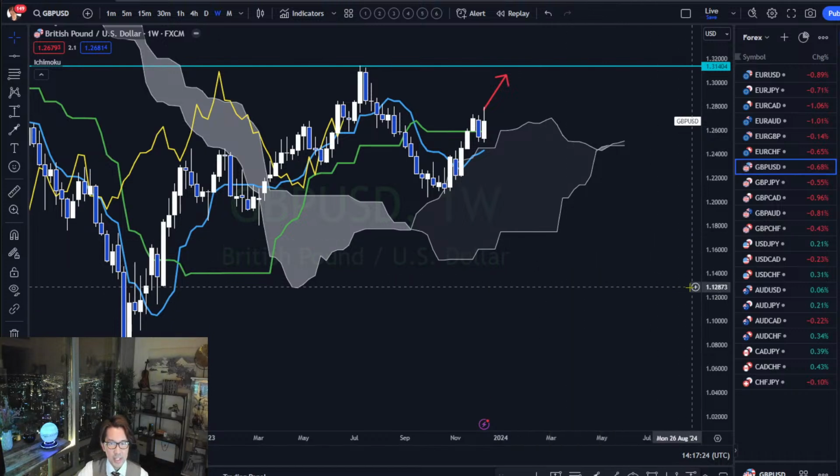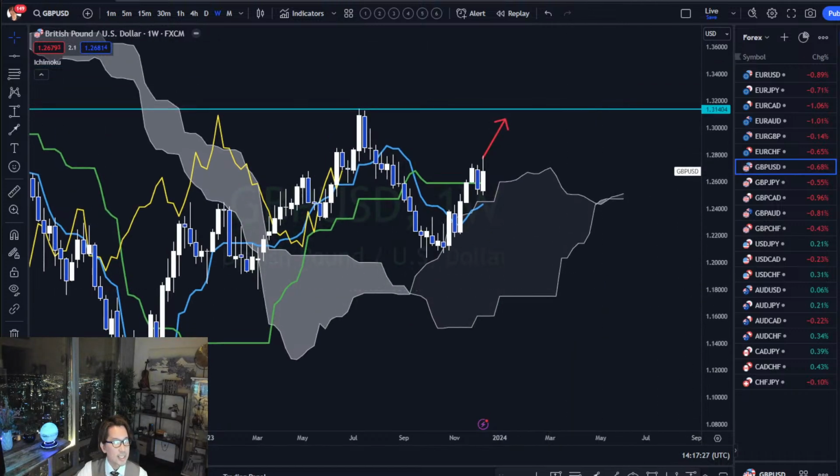Okay, Pound USD is also range. Kumo is so thin, so flat, and Kijun Sen is completely flat, and Chikou span is also touching. So this is also identical to Euro USD or Euro CAD. This market is also range.